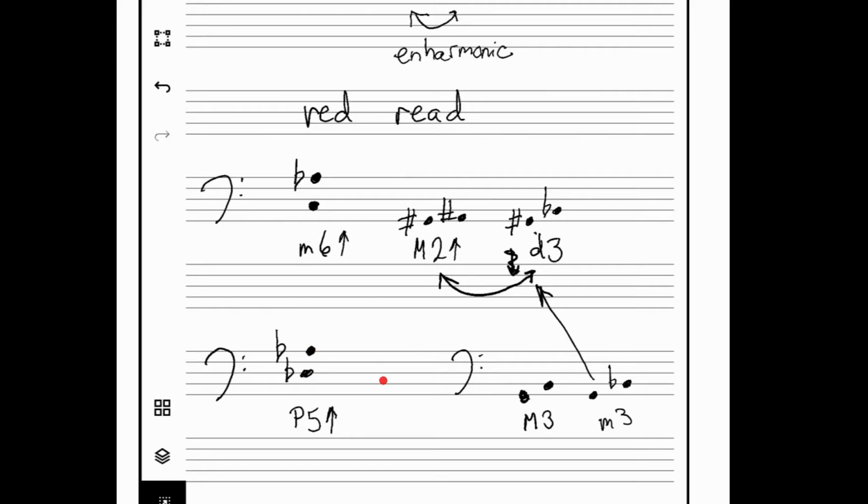Okay. Let's do one more. Tell me what this interval is.